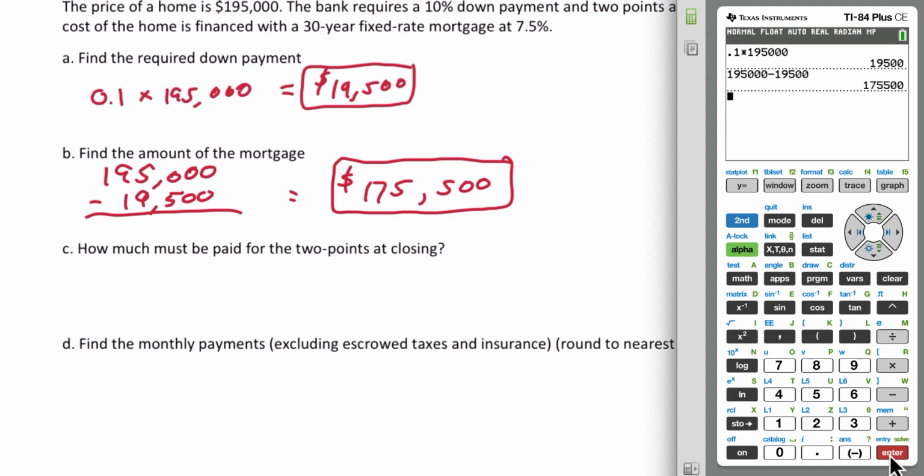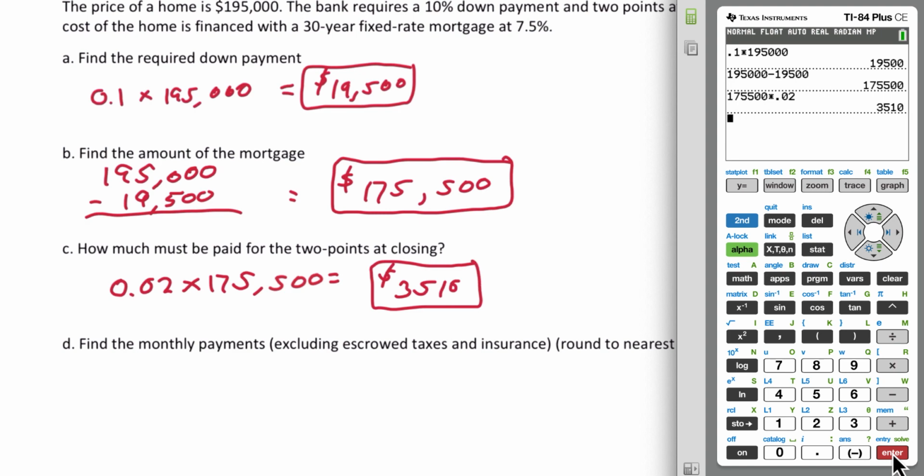How much is paid for 2 points at closing? 2 points basically equals 2%. So we have 2% of the mortgaged amount, not the original, but the mortgaged amount. So 175,500 times 0.02 gives us 3,510. So those are your closing costs.